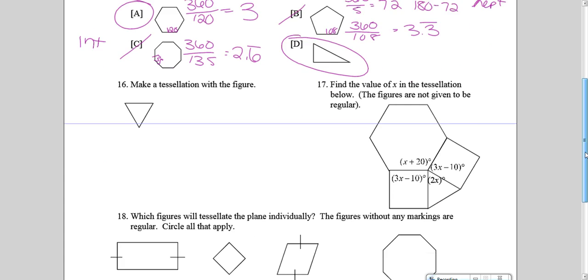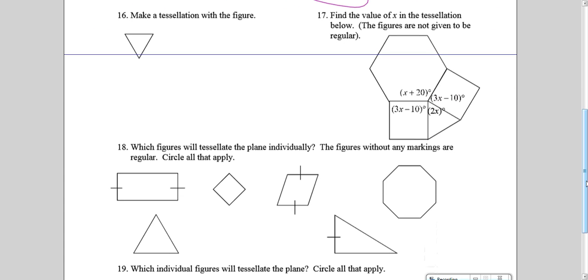All right, to make a tessellation with the figure. Well, we know that the triangle will tessellate with itself. So I'm just going to draw my triangles. There, I made a tessellation with my figure.